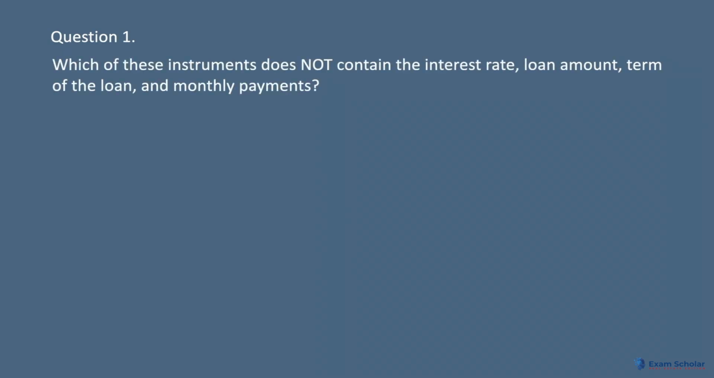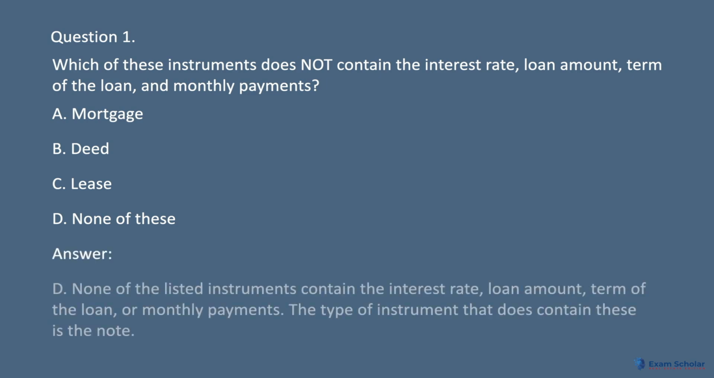Question 1. Which of these instruments does not contain the interest rate, loan amount, term of the loan, and monthly payments? A. Mortgage. B. Deed. C. Lease. D. None of these. Answer. D. None of the listed instruments contain the interest rate, loan amount, term of the loan, or monthly payments. The type of instrument that does contain these is the note.